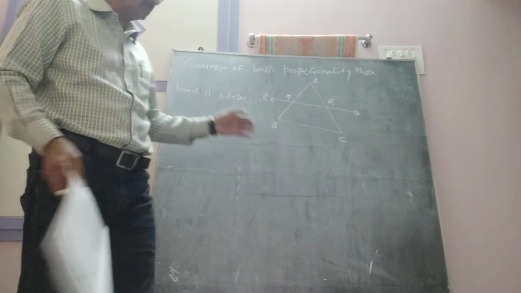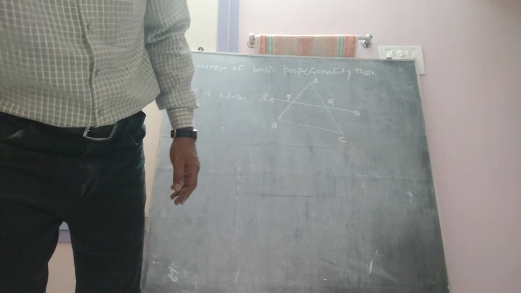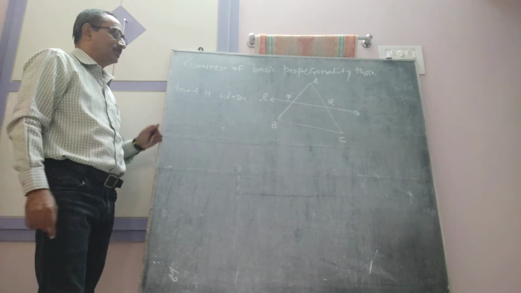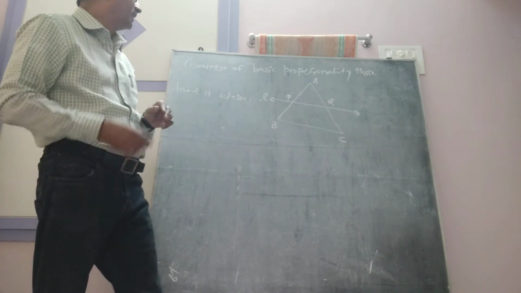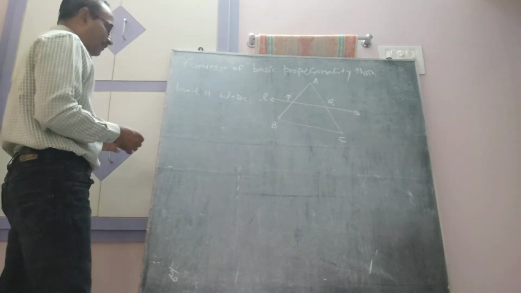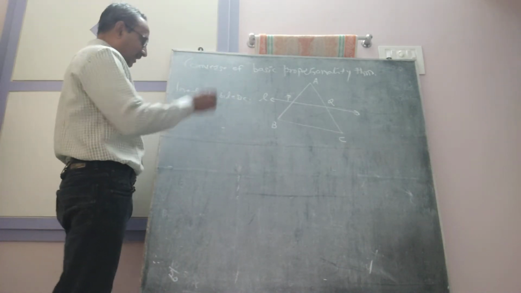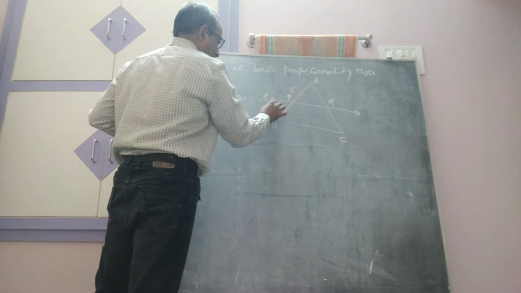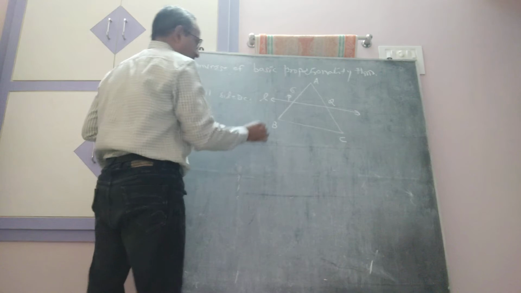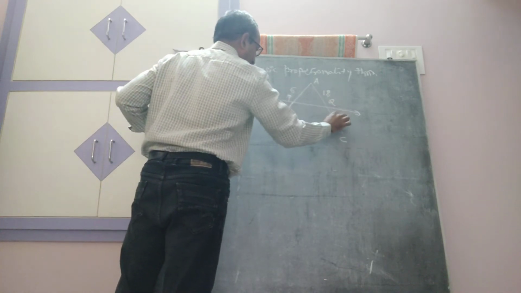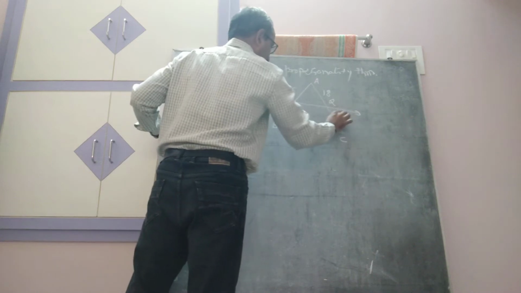The proof of this theorem is not given for you, but examples on the converse of basic proportionality theorem are asked in your examination. Which type of examples are asked? For example, this is a triangle. Here the measures of the segments are given as 6, 12, 18 and 36.